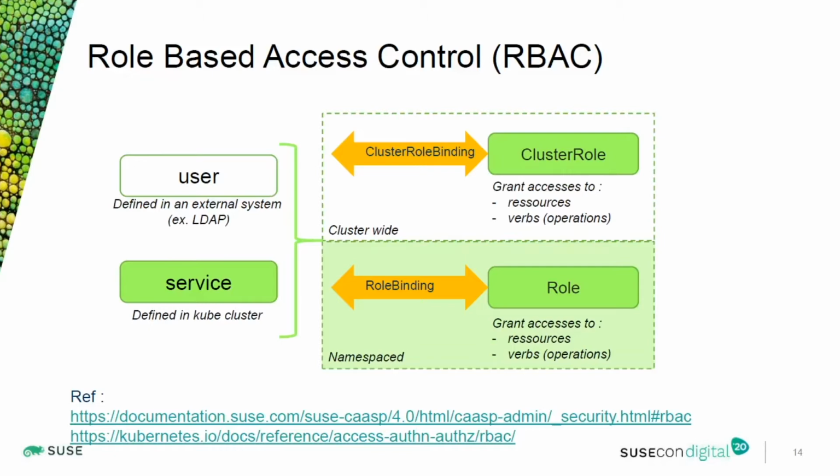In SUSE CaaS, two types of accounts are defined: user accounts and service accounts. The first one, user accounts, are defined in terms of objects defined externally. In our lab, it's defined in the LDAP database. The service accounts are different. They are automatically defined, for example, when a new service is deployed in kubectl.